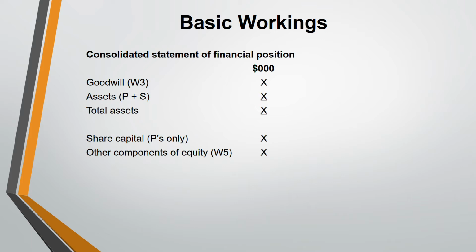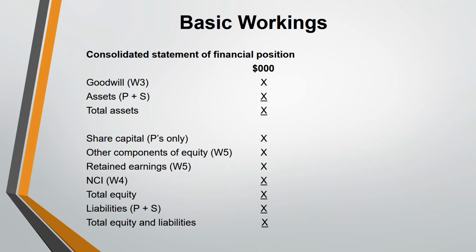Wherever workings are required, just put in brackets beside it "working" and the number accordingly. Retained earnings also working number 5. NCI working number 4. So this all will go in the statement of financial position, total equity and liabilities, parent plus subsidiary. So this is how your consolidated statement of financial position will look.